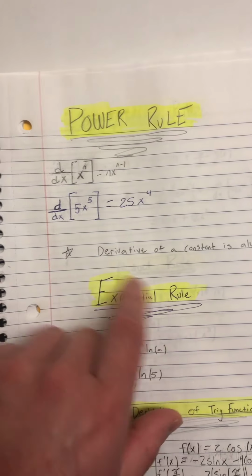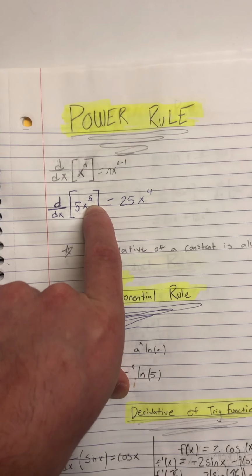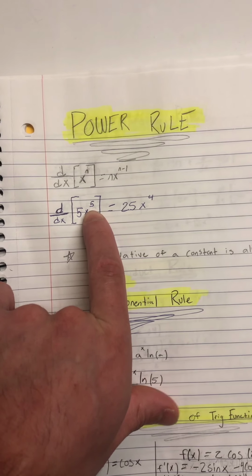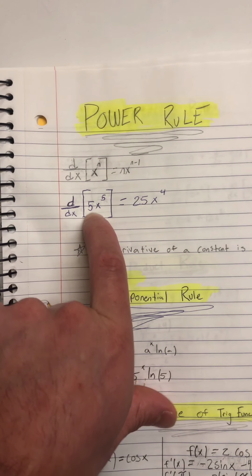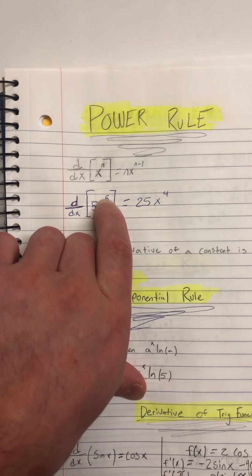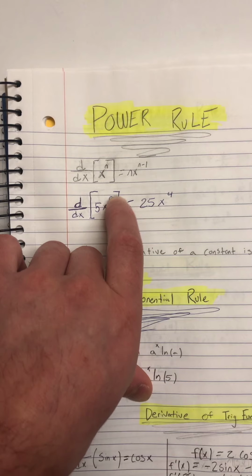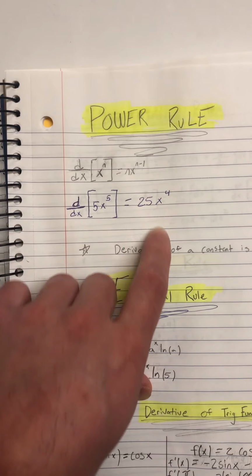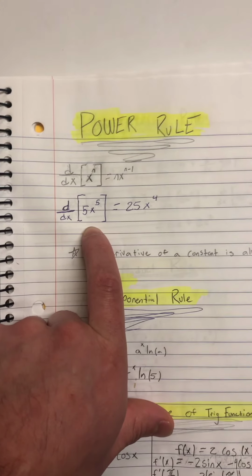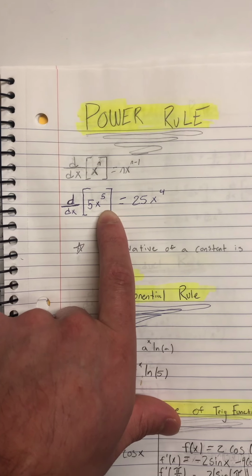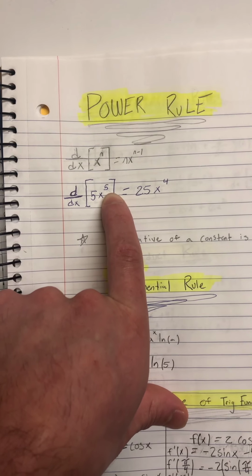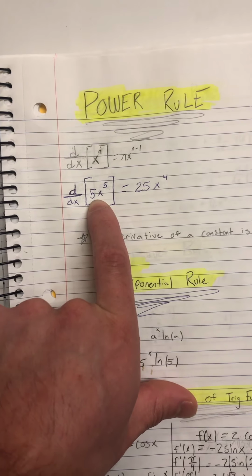So say we're taking the derivative of 5x raised to the 5th power. What you would do is multiply the exponent to the factor and then subtract the exponent value by 1. So that's what this is saying right here. So for 5x raised to the 5th power, you would multiply 5 by 5, get 25, minus the exponent by 1. So it'd be 25x raised to the 4th power.